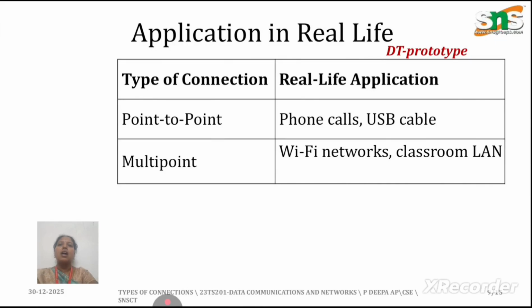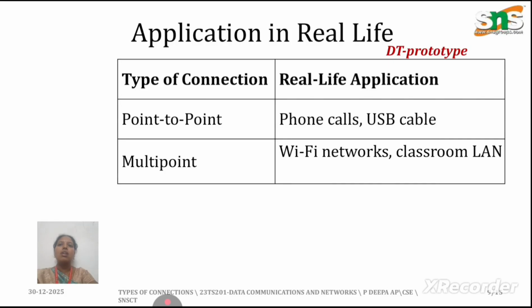Apart from these, connections can also be classified based on the data flow direction. The first is simplex. In the simplex mode, data flows in only one direction. One device always sends the data and the other only receives. A common example is a keyboard sending input to the computer, or a TV broadcast.